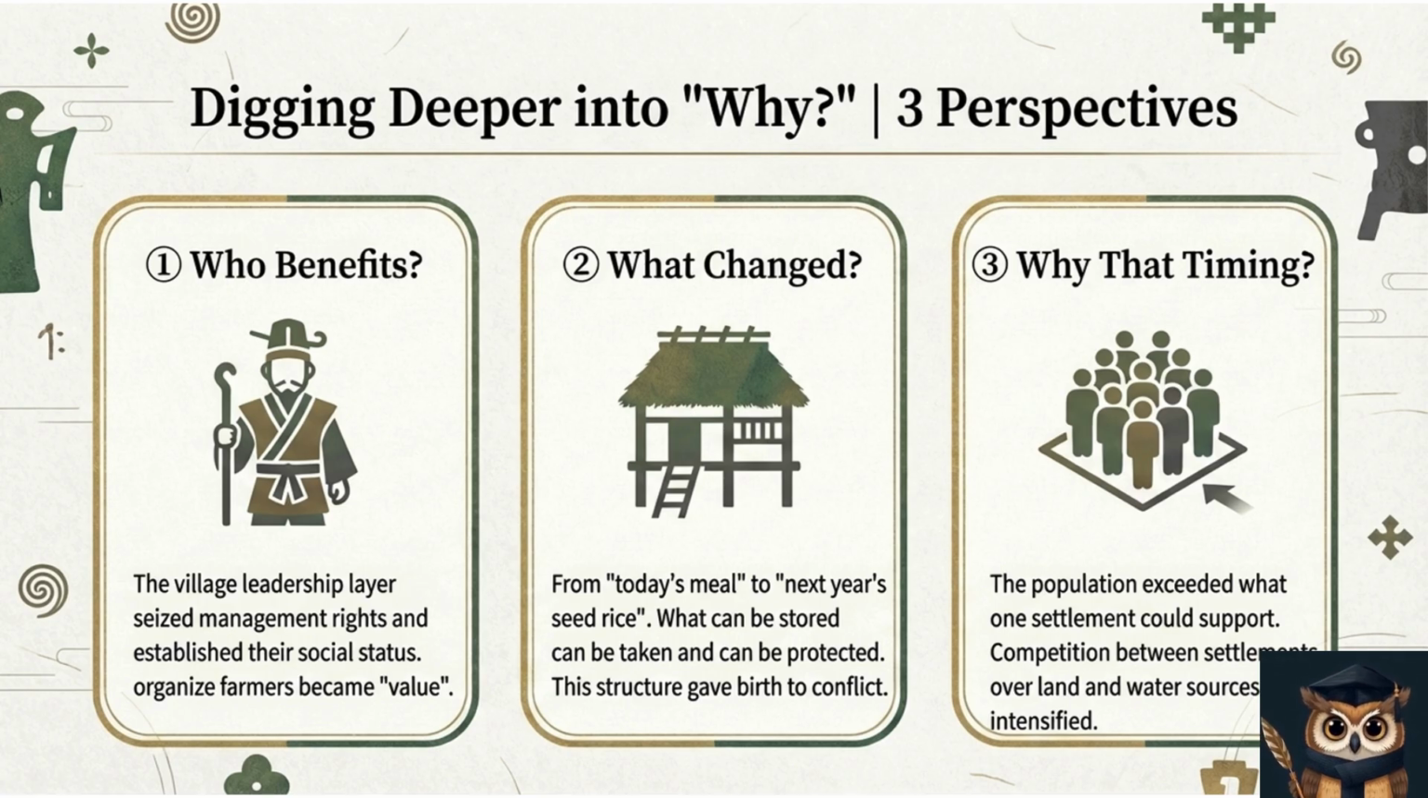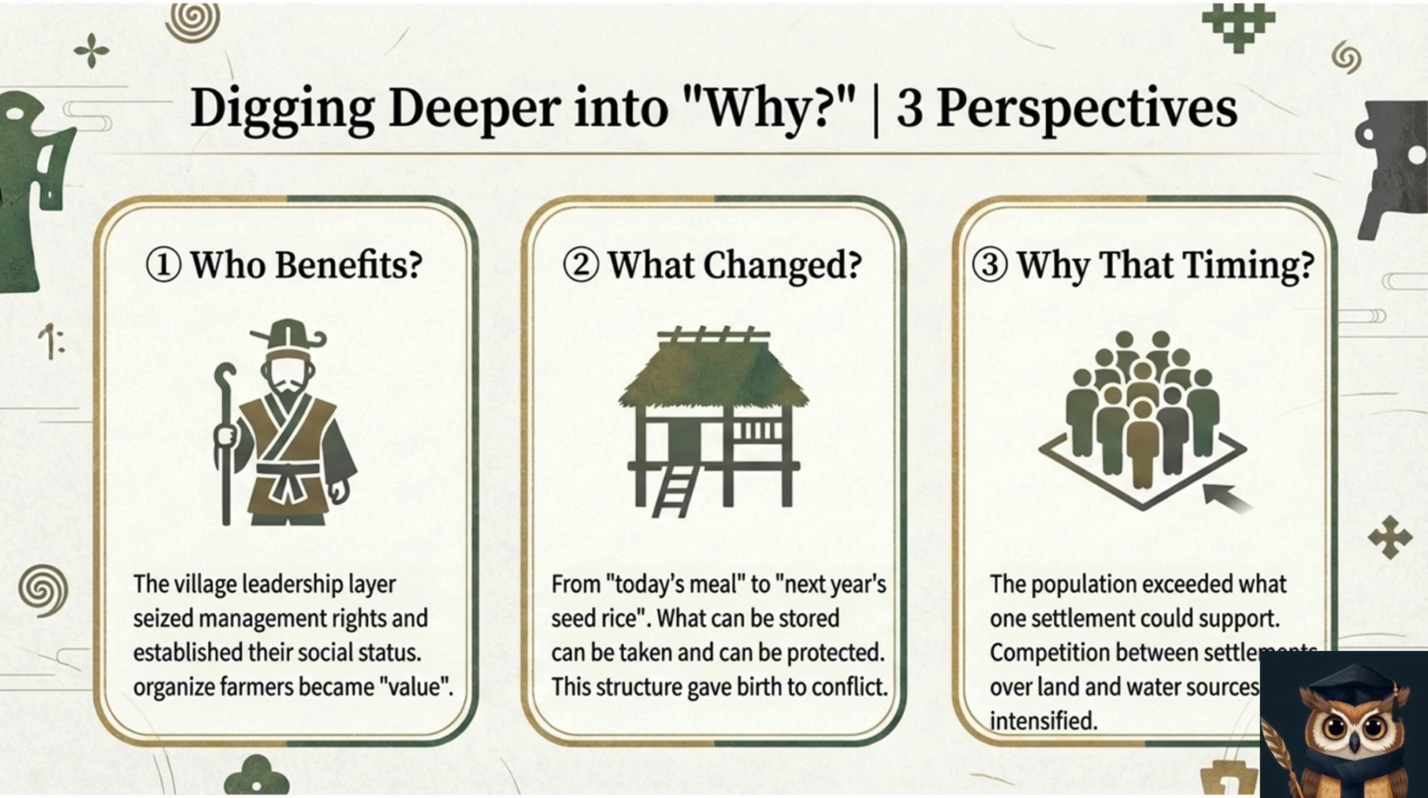But in a rice farming village, the person who decides when to open the water channels, who manages the granary, who organizes the harvest crews, that person becomes impossible to replace. Their organizational role is their source of power. Managing farmers became a form of value that translated directly into social status.